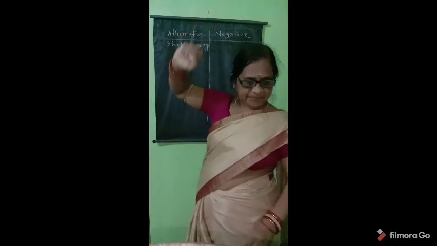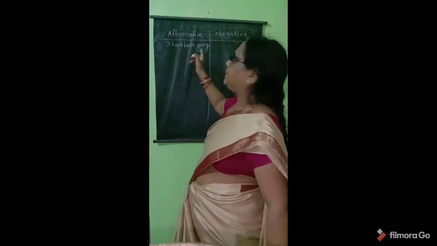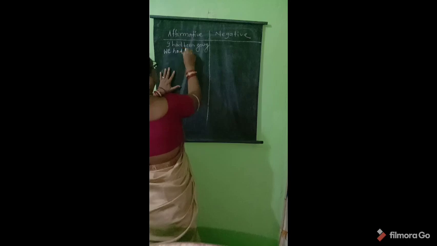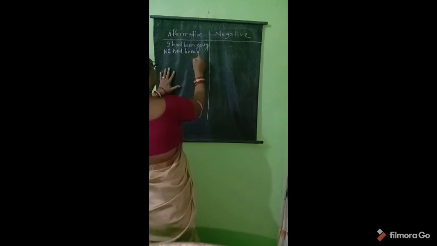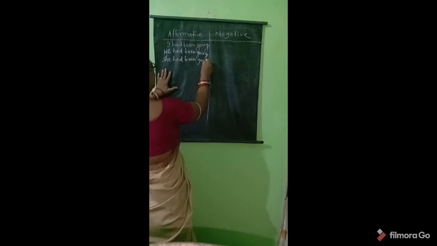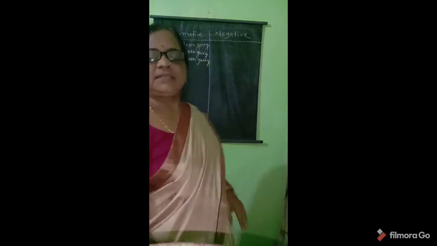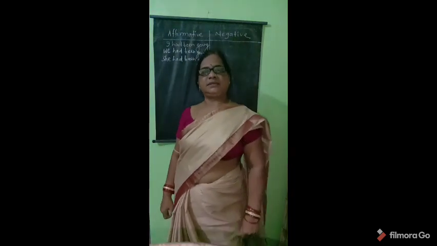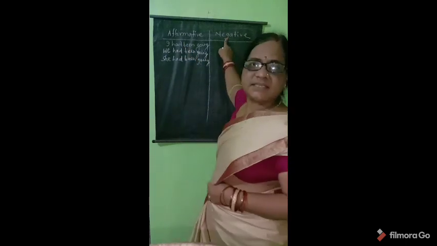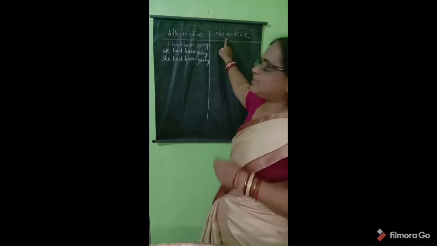For example, I had been going. We can write here, we had been going. She had been going. And this is the affirmative sentence. We can change it into its negative form by using not.